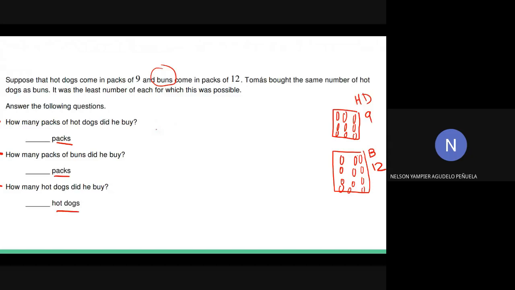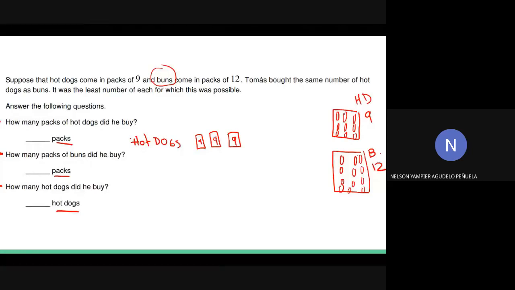So here is going to be the hot dogs. Hot dogs. And here we buy a pack of 9. Voy a poner el número en vez de los dibujitos. And here we buy another pack of 9. And here we buy another pack of 9. How many hot dogs have we bought until here? 27, yes? But be careful because we have to also consider the amount of buns.